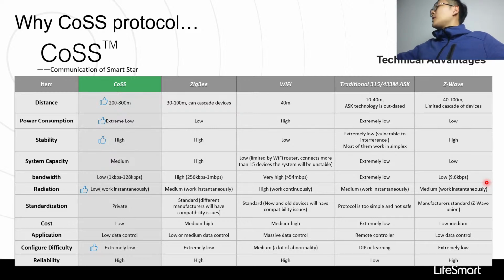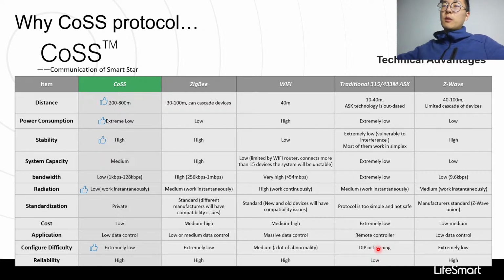So what is the frequency used for COS? COS is using 433 megahertz. So basically it is using the same frequency as traditional RF, but traditional RF is a one-way protocol.